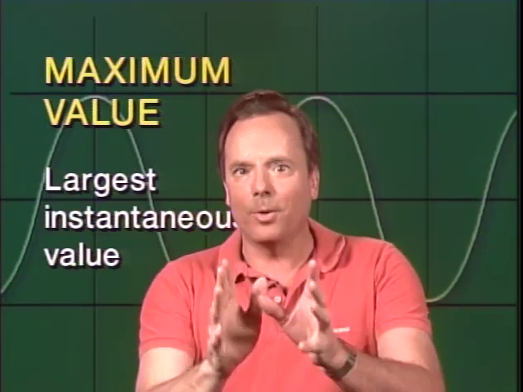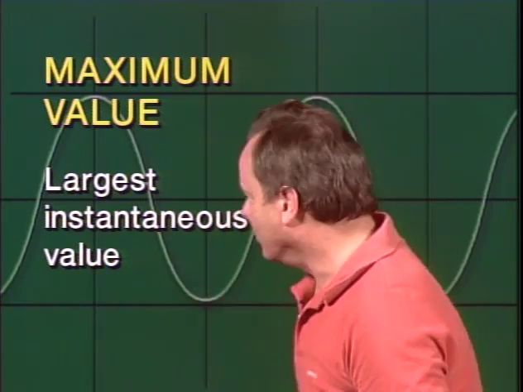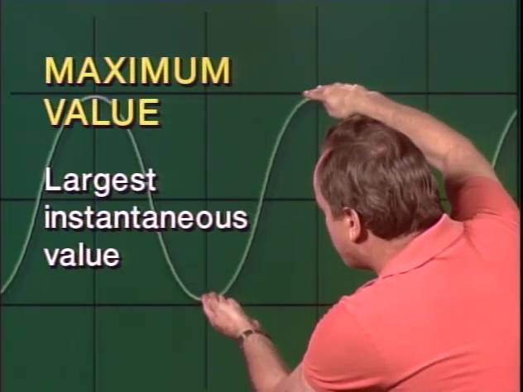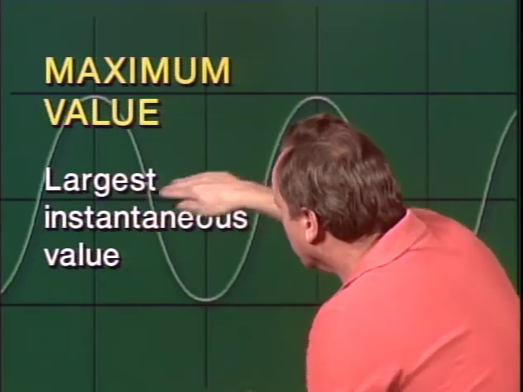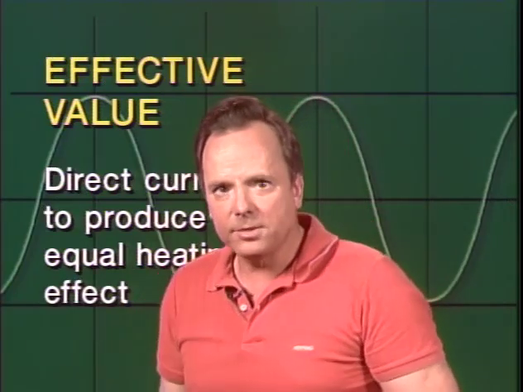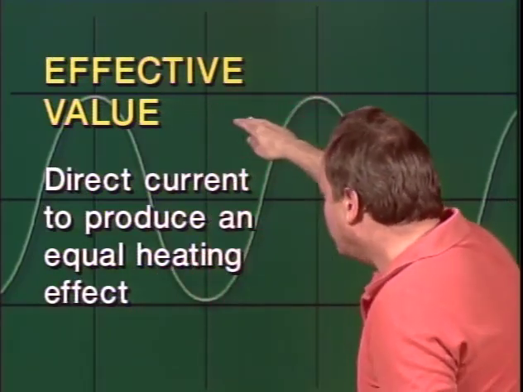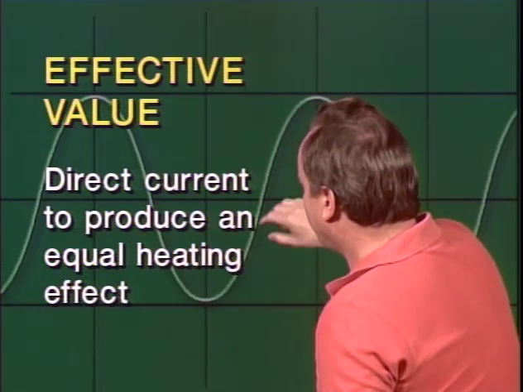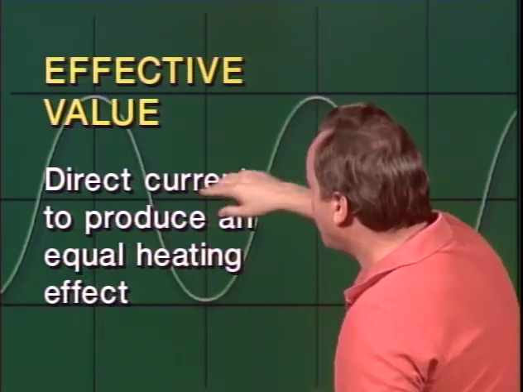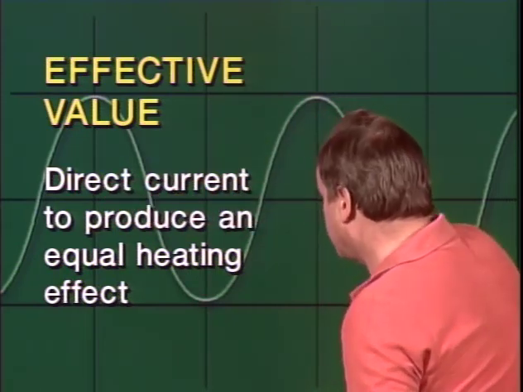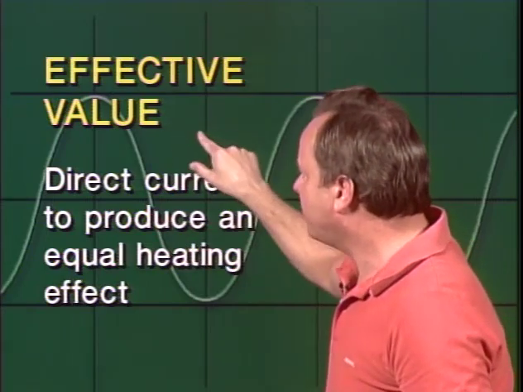The next thing we want to see in writing is the maximum value. The maximum value is the largest instantaneous value. It's the peaks here. That's the maximum value, the largest instantaneous value. Finally, what's really important is the effective value. The effective value is the direct current to produce an equal heating effect. In other words, if you're trying to heat up the circuit, how much direct current would you need to produce the same effect as this particular alternating current? And that's the effective value.